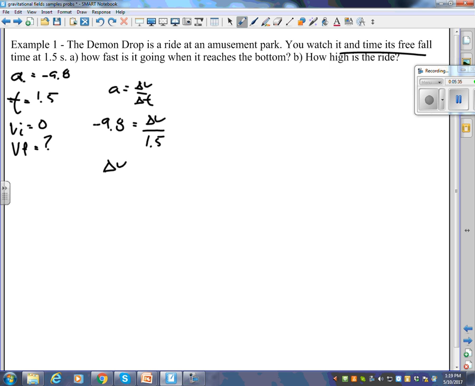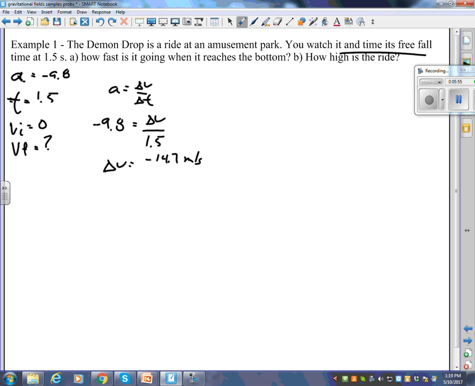Okay, so delta V is minus 9.8 times 1.5. And what do you get there? 14.7. Minus 14.7. Zane, you had your hand up there for a while, and I missed you there.